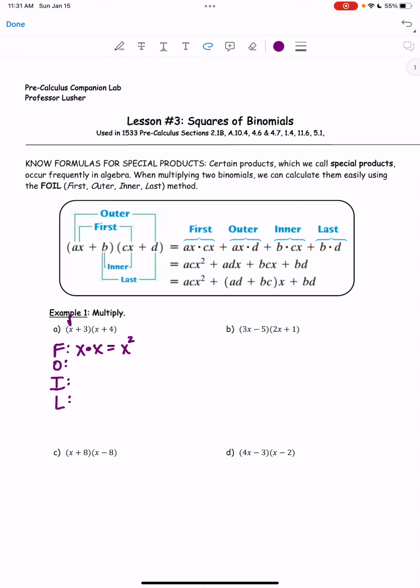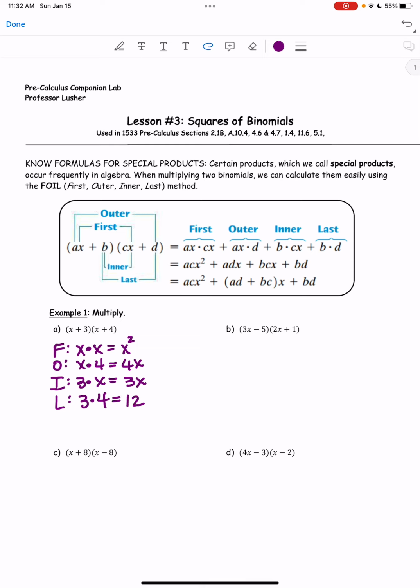Then we will do outer. And so we're talking about the 2 outer terms when you're looking at these together. So x times 4, which gives me 4x. The I stands for inner. My inner terms right here are the inside ones. So we've got 3 times x. And that's going to give me 3x. And then my last term. So from each binomial, we're talking about the last term in both of them, which is 3 times 4. And that's going to give me 12.